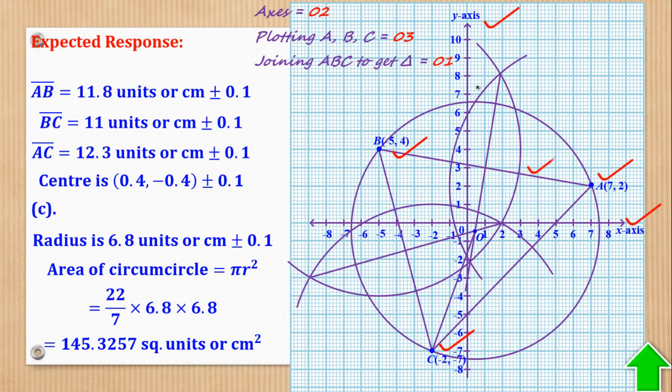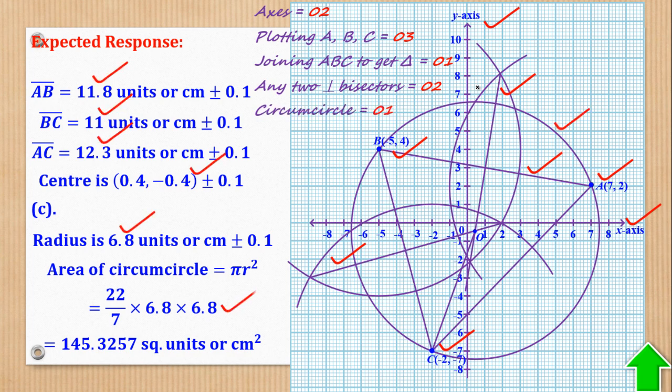The next was joining ABC to get a triangle. That is only one score. Then any two perpendicular bisectors, circumcircle, and then the measurements. So that's what they wanted in item 1.